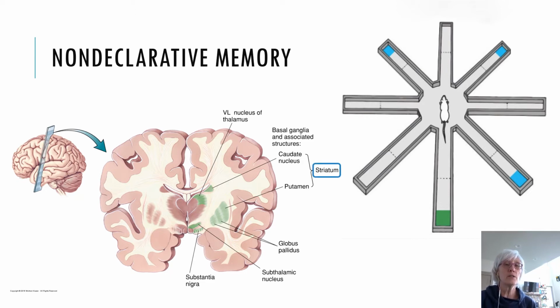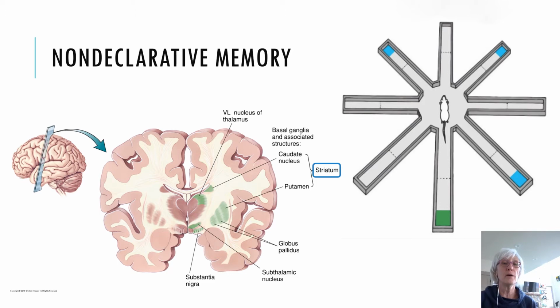The striatum includes the caudate nucleus and the putamen, and we know this because of animal studies, and I have a picture of a radial arm maze there. The mouse or the rat would be put in the middle, and it would learn, because of lighting down various paths or because of some tones that are sounded, which arms it's supposed to go down, and it would avoid the other arms.